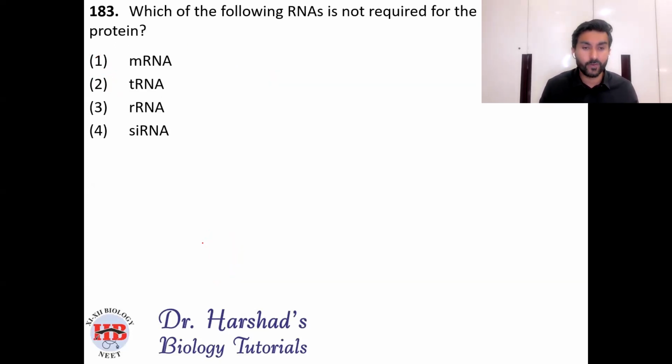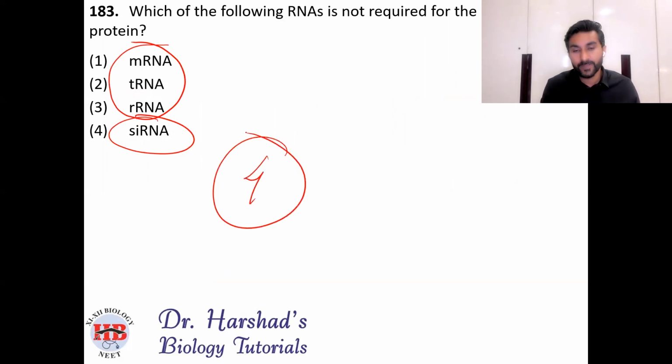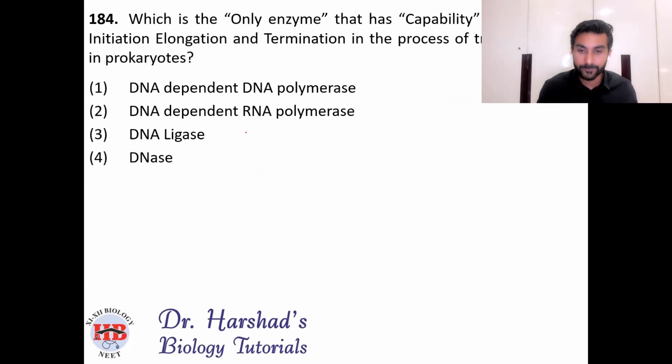Which of the following RNAs is not required for the synthesis of protein? We know 3 types of RNA which help in protein synthesis. siRNA is not involved. Answer would be option 4. Very easy question according to me.